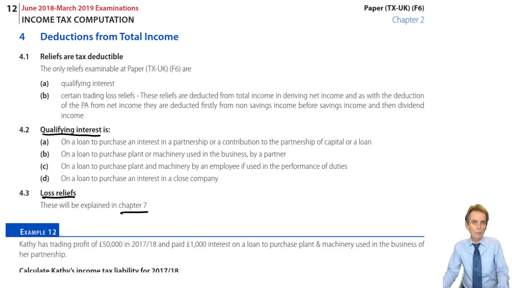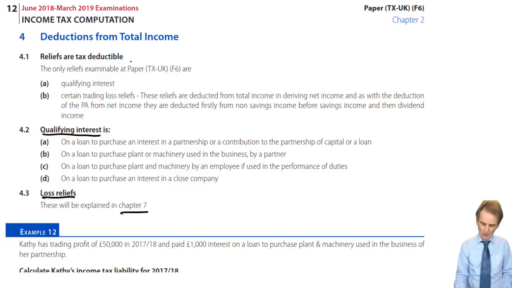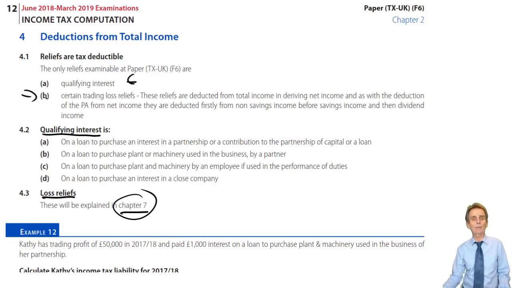Okay, hopefully therefore no problems with understanding the answer to David and Victoria. And now, as we just introduced a moment ago, the deductions from total income. Now, the only ones that we need to know about are qualifying interest, and as we said, we'll see in Chapter 7, there are certain trading loss reliefs of the taxpayer that will serve to reduce total income there, and therefore must again be shown on the income tax computation.